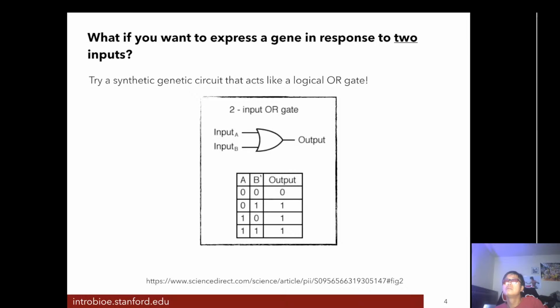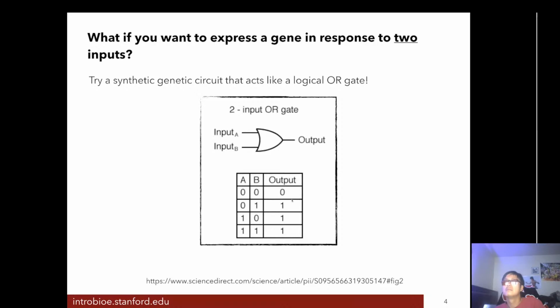Your output would still be expression of GFP. So you should get GFP when either arsenic or lead or both are present in the water. So by just increasing the complexity of your synthetic genetic circuit a little bit, you now get a bacterium with a broader set of capability.